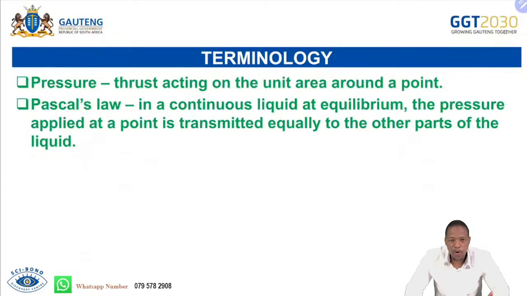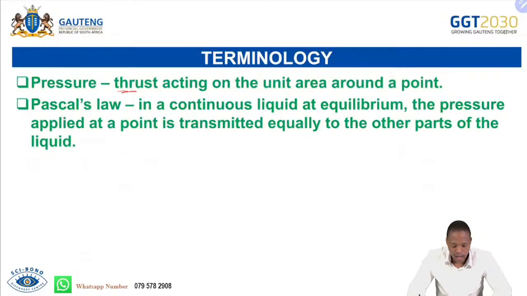Pressure is another terminology that we must familiarize ourselves with when it comes to these topics. Pressure is the thrust acting on a unit area around a point. So that's why we have to talk about thrust, because we can't talk about pressure without talking about thrust, because pressure is a result of what? Of thrust. It is the thrust acting on a unit area around a point.